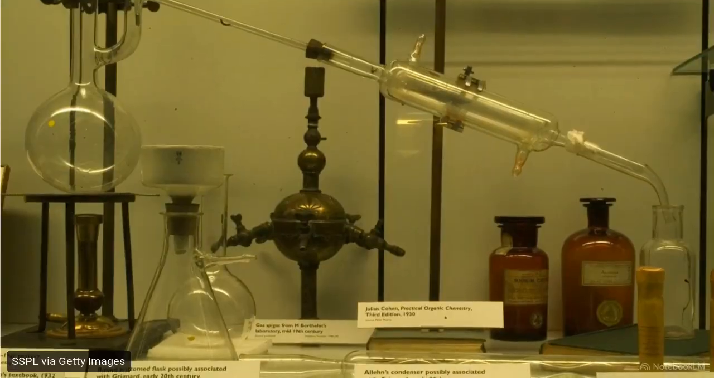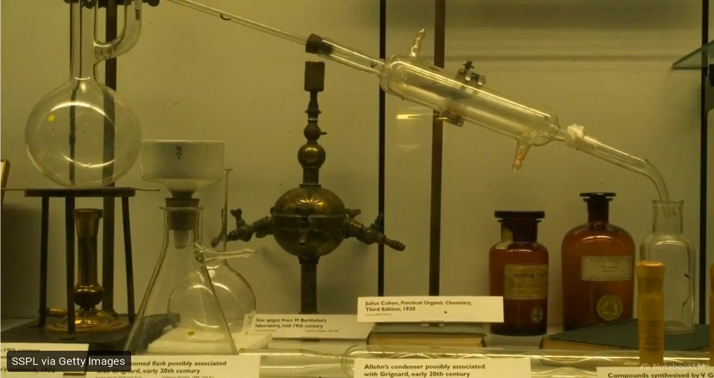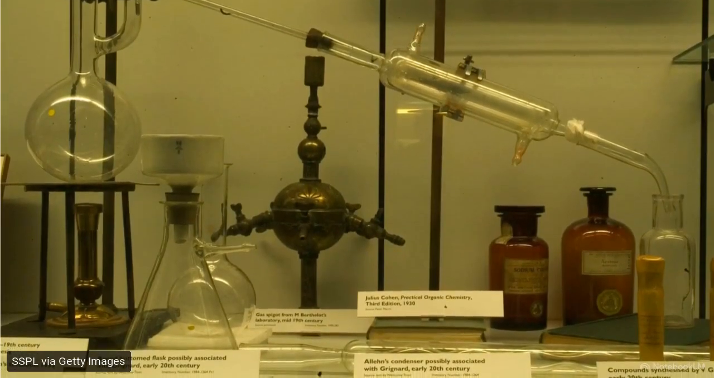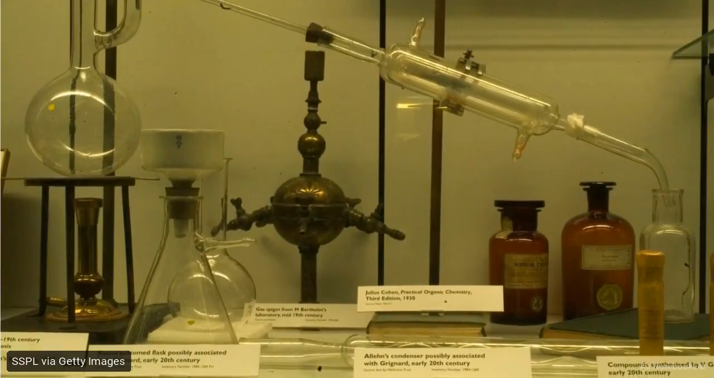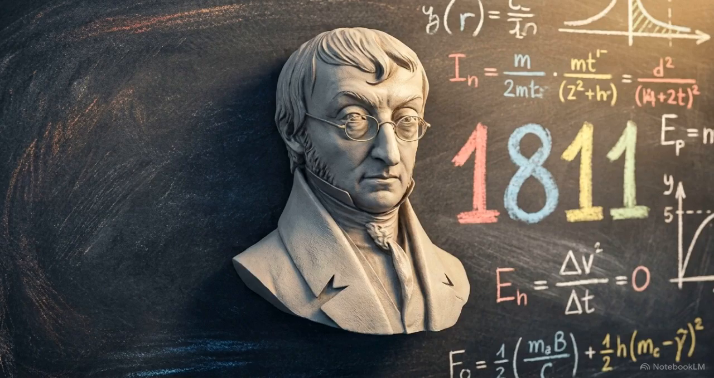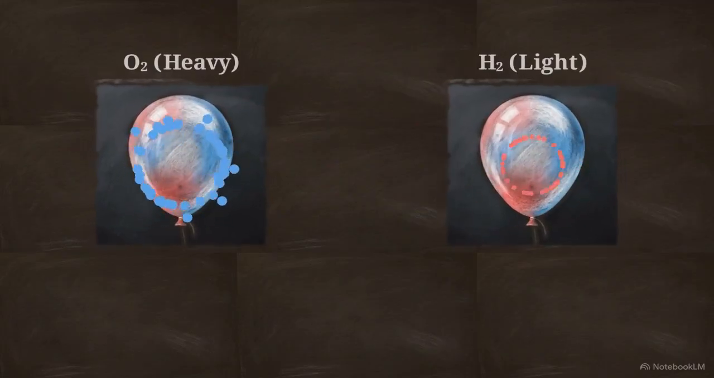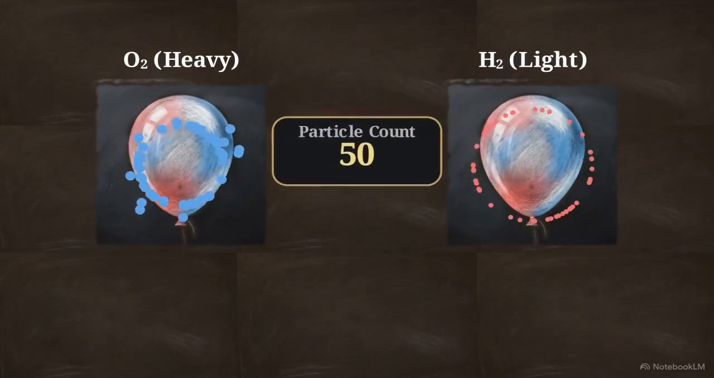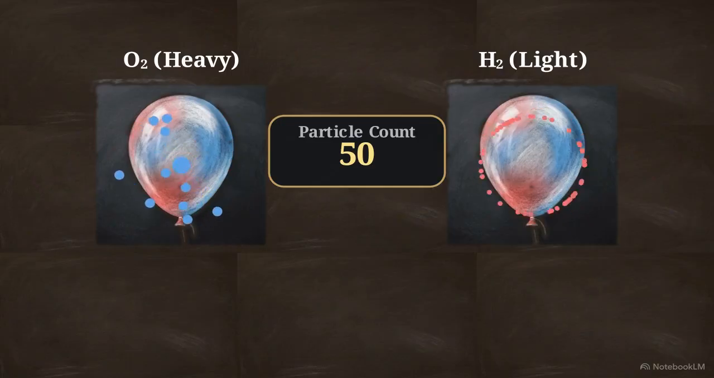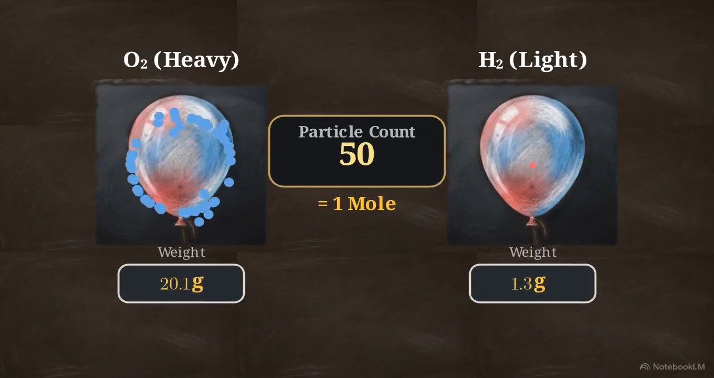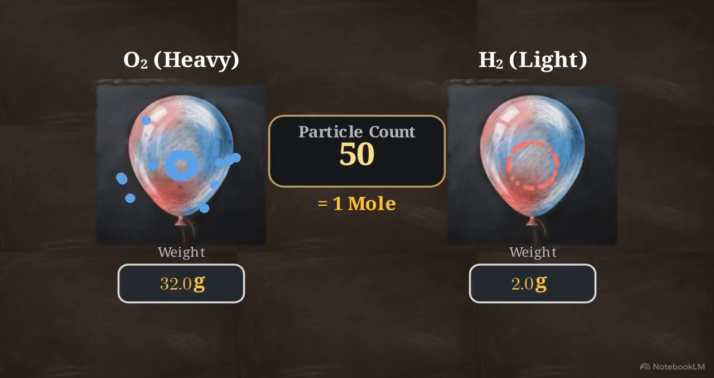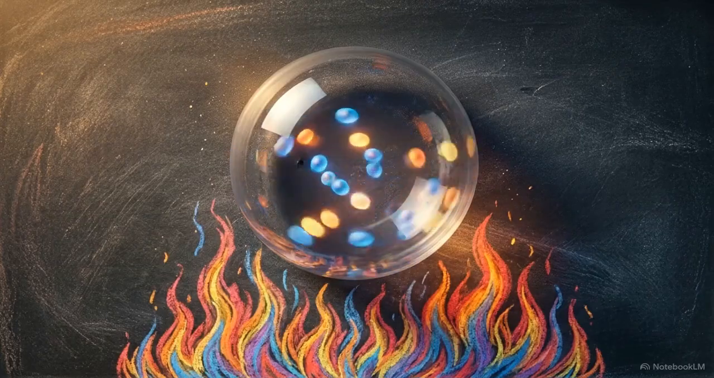Weighing works for solids, but gases are a different story. They are incredibly difficult to capture and weigh accurately on a traditional scale. In 1811, Amedeo Avogadro proposed a radical idea to explain how these gases behave. He claimed that equal volumes of different gases contain the exact same number of particles, regardless of the gas. This means volume tells you the quantity in moles, even if the particles in one gas are much heavier than the other.